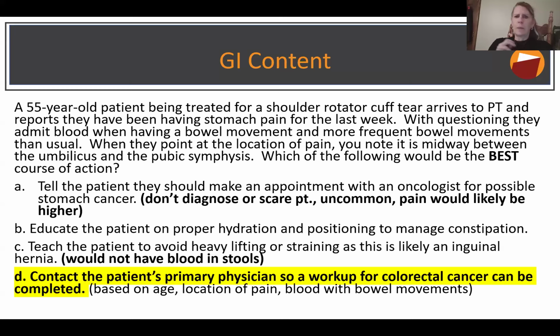Stomach cancer is uncommon. The pain would be higher. It doesn't even make sense. Educate on proper hydration and positioning to manage constipation? Doesn't say they have constipation. And it's not getting me to the root of what's going on or really helping them. Teach the patient to avoid heavy lifting or straining, as it could be an inguinal hernia? Not with blood in the stools. Blood in the stools is telling us something internal, something else is going on.